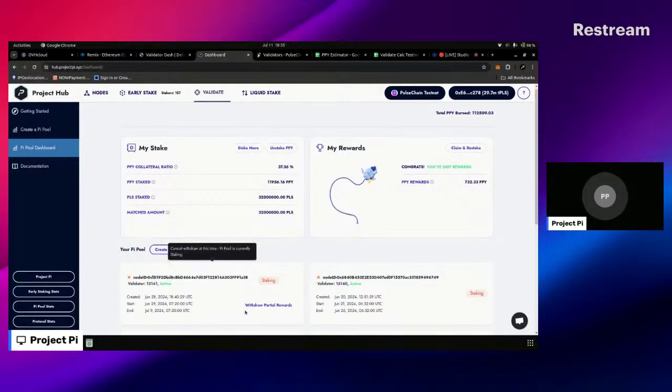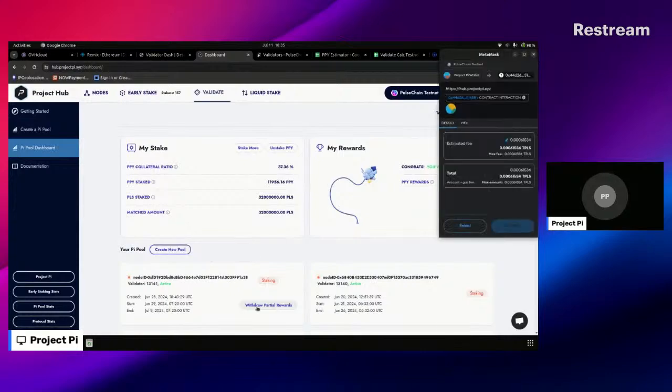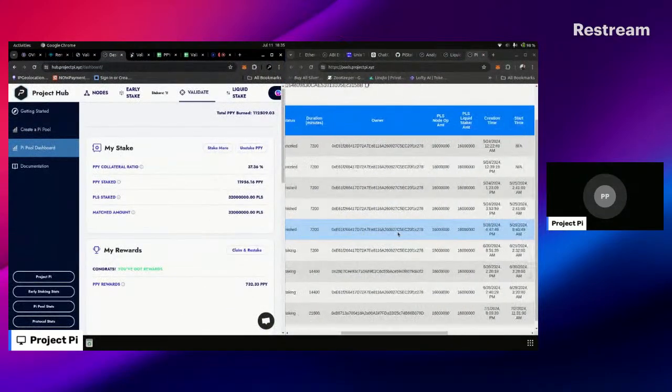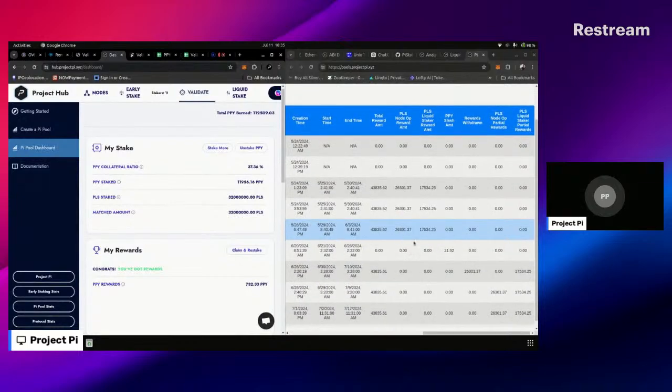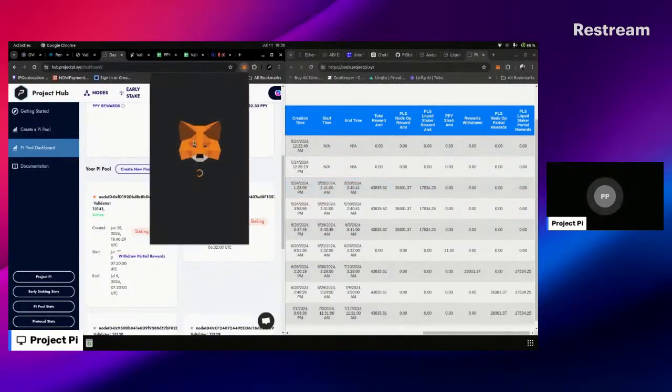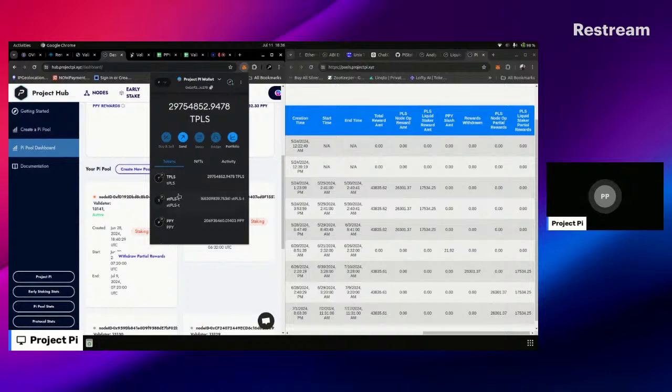So for this example, if I were to click withdraw partial rewards, let me actually reject it, and go to the Pi pools to see how much I was supposed to be getting, which is 26,301.37. So this is how much this account is supposed to be receiving. I can also check the wallet, which will show the T-Pulse here. It should be up an extra 26 or so.